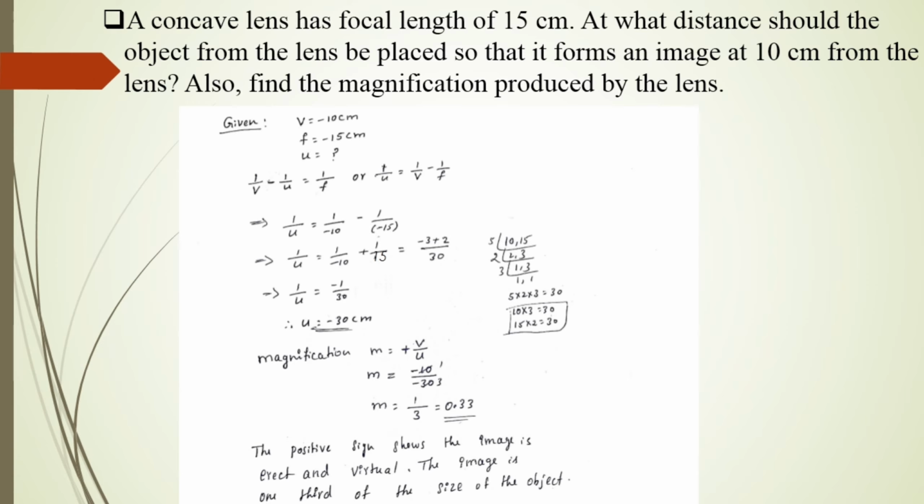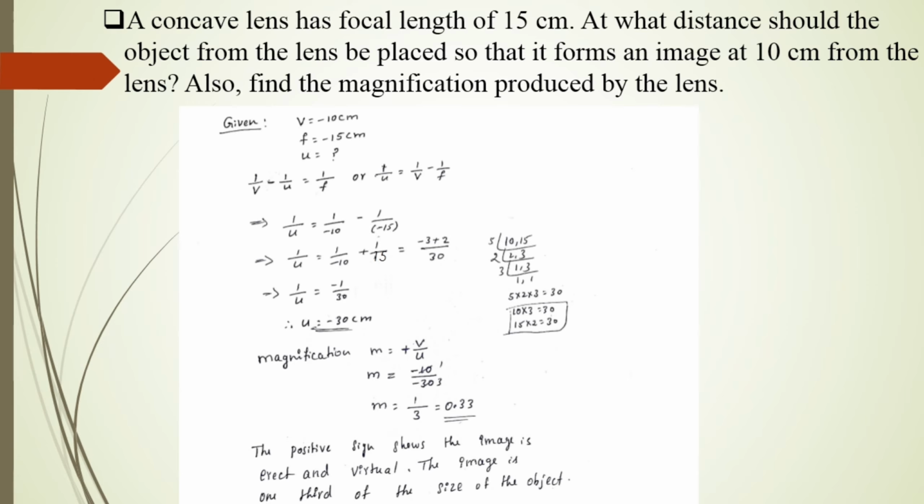Finding a common denominator, or finding the LCM, we get 30. So 1/u = (-3 + 2)/30. The answer will be -1/30. 1/u = -1/30. Therefore u is equal to -30 cm.